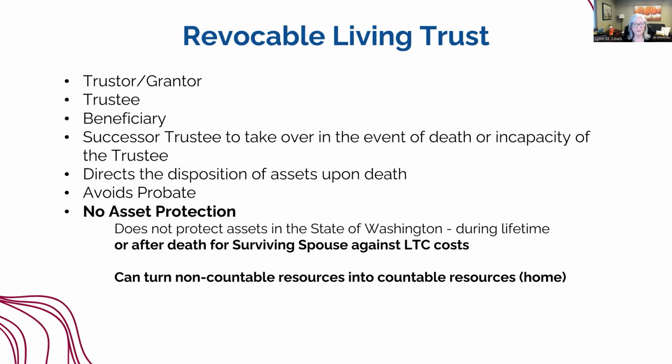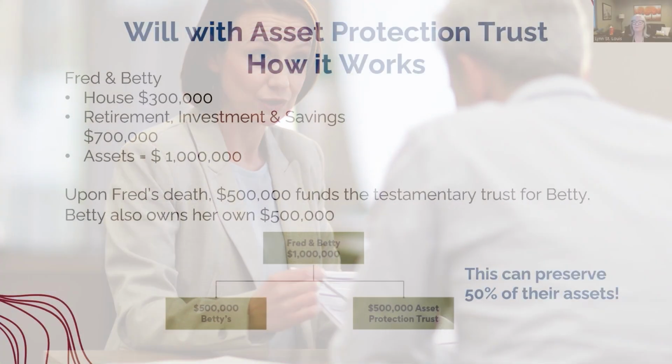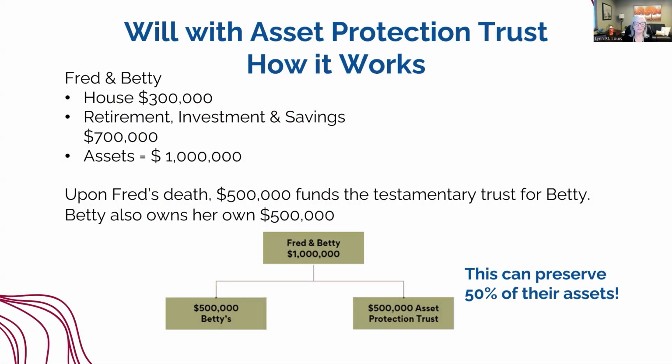Certainly at ELG Estate Planning, we do revocable living trusts in the appropriate situation for our clients, but often it's not appropriate. And then we advise the client that a better plan is a will with a supplemental needs trust. Let me show you why. The best way, I think, is to give an example. So let's take a couple, Fred and Betty. They've got a house, a modest house worth $300,000. They've got retirement, savings, investments, countable assets, and their estate is $1 million.